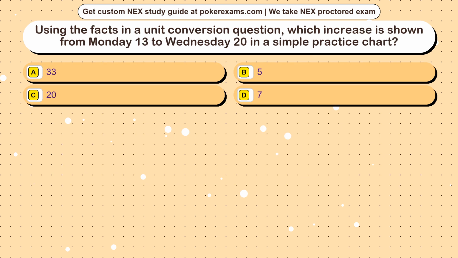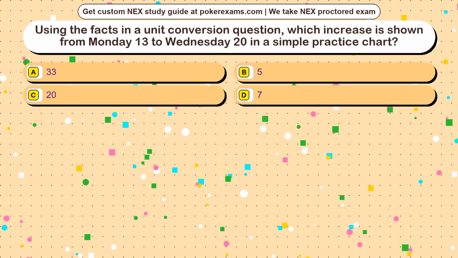Question 16. Using the facts in a unit conversion question, which increase is shown from Monday 13 to Wednesday 20 in a simple practice chart? Option A. 33. Option B. 5. Option C. 20. Option D. 7.